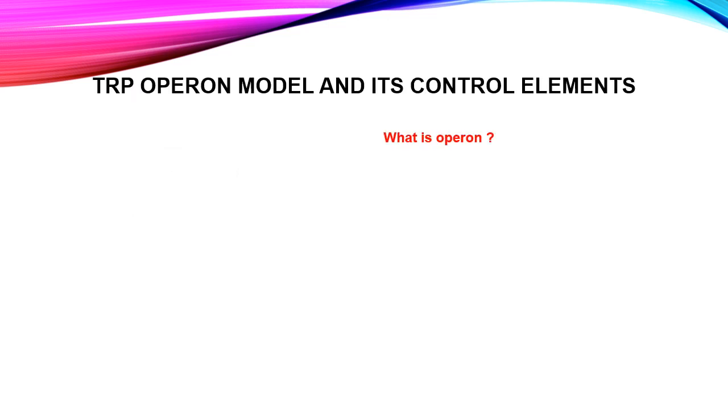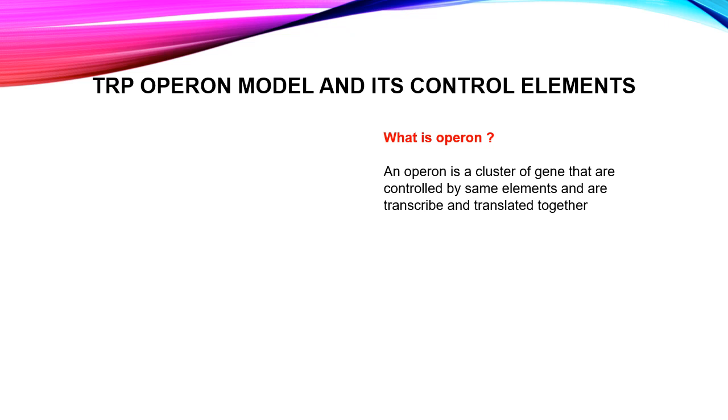Okay, students, let's look at the tryptophan operon model and its control elements. So, what is an operon? What do you mean by an operon? An operon is a cluster of genes that are controlled by the same elements and are transcribed and translated together. So that means genes which work together are located on the chromosome, and these are transcribed and translated together to function efficiently.